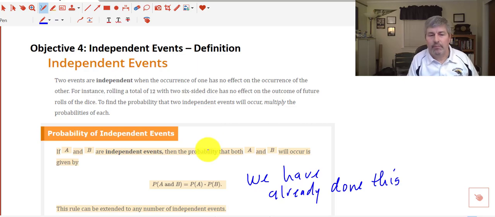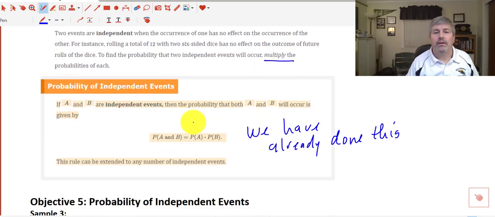It's a little bit like me wearing my lucky socks when the Packers play. I think they have an impact on whether they win or lose, but those are really independent events. To find the probability that 2 independent events will occur, multiply the probabilities of each. The probability of independent events is just the probability of A times the probability of B, and we have done this already.